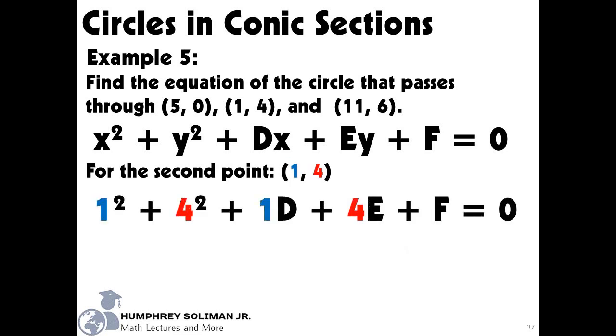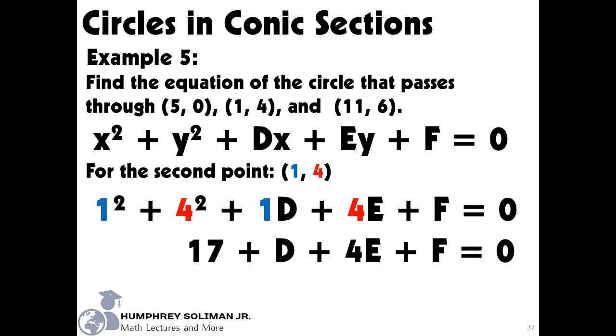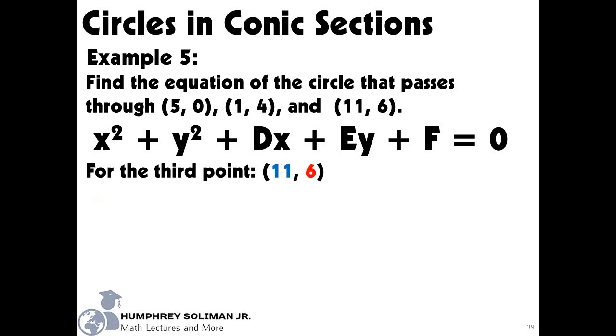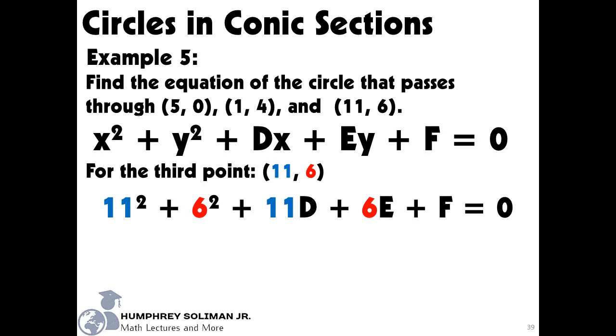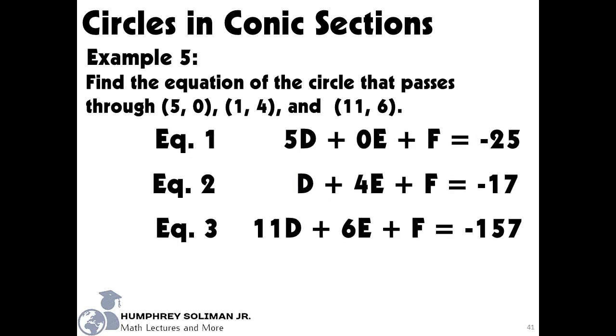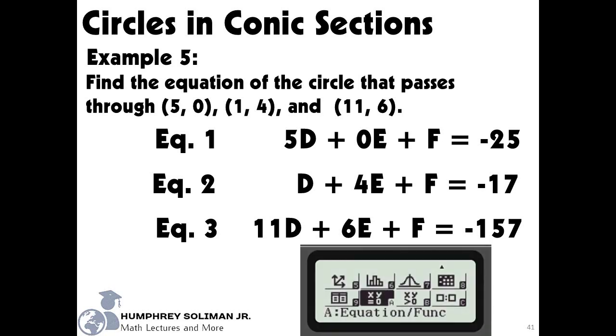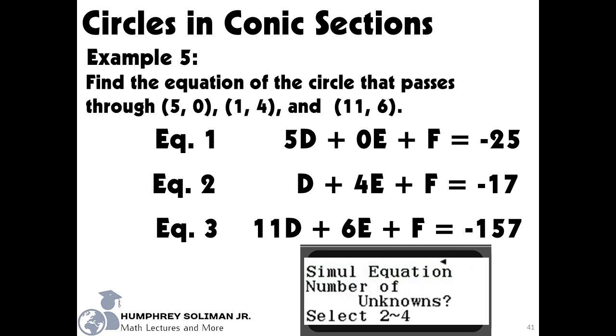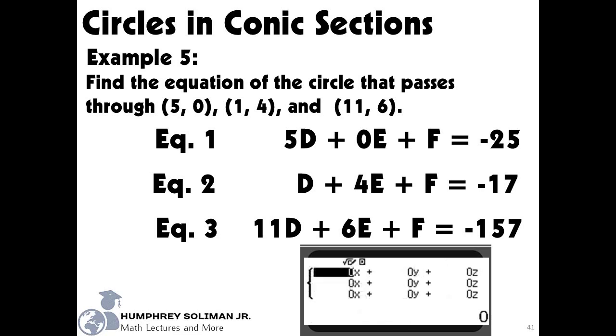If we substitute the x and y values here, we will have equation 2, in standard form. For the third point, 11, 6. If we substitute the x and y values here, we will have equation 3, in standard form. Now that we have the three equations for the system, we can use the calculator to find the values of d, e and f. In equation mode, we will select simultaneous equations. Then, input the number of unknowns, select 3. We are now ready to input the numerical coefficients and constants for each of the equations.